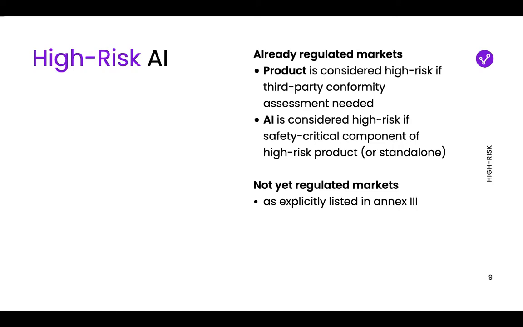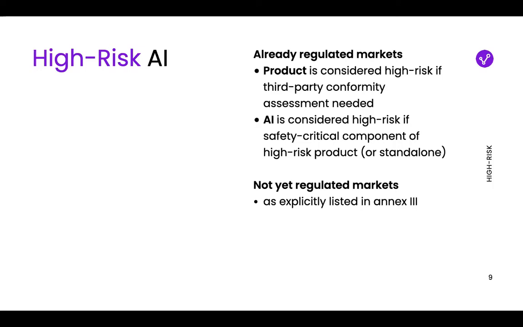For the product, the rule is that every product that requires a third-party conformity assessment is considered high risk. And a third-party conformity assessment, everybody who works in a regulated market knows what that means. That means that the conformity of the product with the regulation will be checked by an external party, a third party, typically a notified body. So if this kind of conformity assessment is required for the product, then the product is considered high risk according to the new AI regulation.